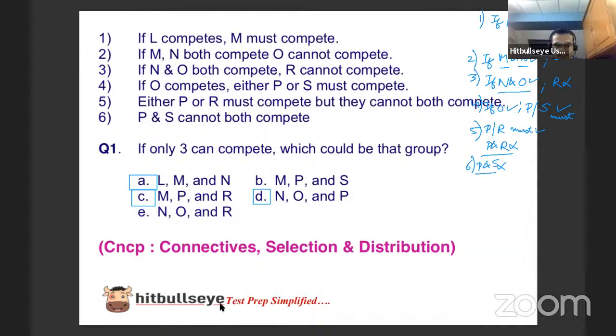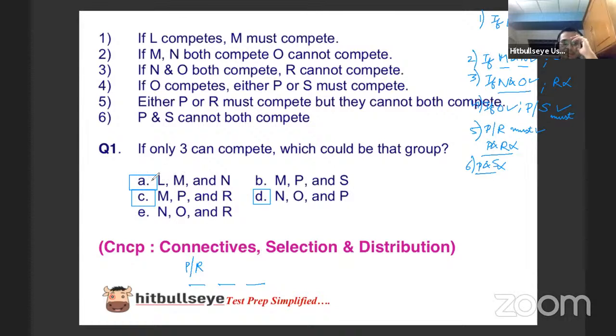Right, if only 3 can compete, so we have just 3 places for athletes to compete, which could be that group. So अब हमें ये देखना है कि must वाली कौन कौन सी conditions थी. If O competes, either P or S must compete. अच्छा, वो तो O के ऊपर डिपेंडेंट है, but either of P or R must compete. So P और R में से एक तो होगा ही होगा जी.